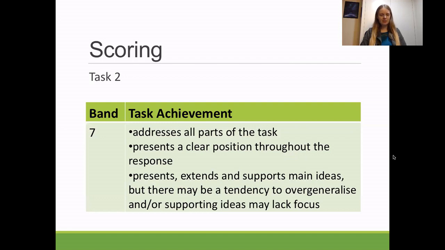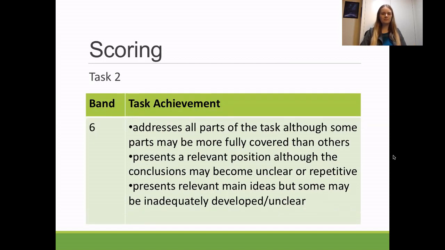For a score of 7, you would have to address all parts of the task, present a clear position throughout the response, and present, extend, and support main ideas, but you may have a tendency to overgeneralize and or your supporting ideas may lack focus. So you're addressing the task, you're being clear, you have main ideas and supporting ideas, but your supporting ideas might lack some focus. They might not be really focused on the point that you're trying to make, or you might be making things very general when you're talking about them. So it needs to be a little more focused.